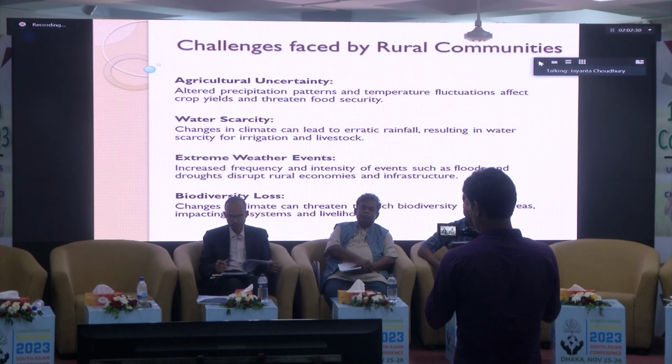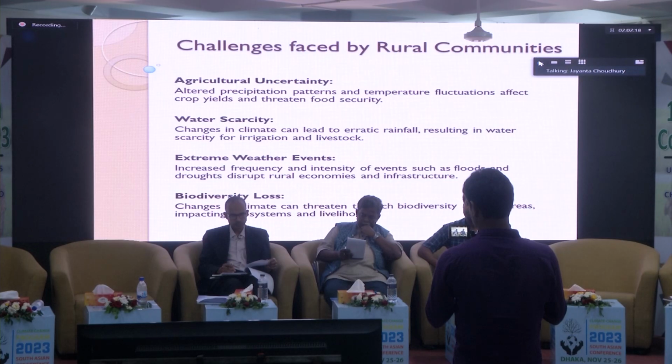Second is water scarcity, the challenge of climate change to rainfall and the resulting water scarcity, both for livestock as well as irrigation, because drinking water is also a great challenge. That's why water scarcity is one of the biggest issues when you talk about climate change and rural communities. Third is extreme weather events.